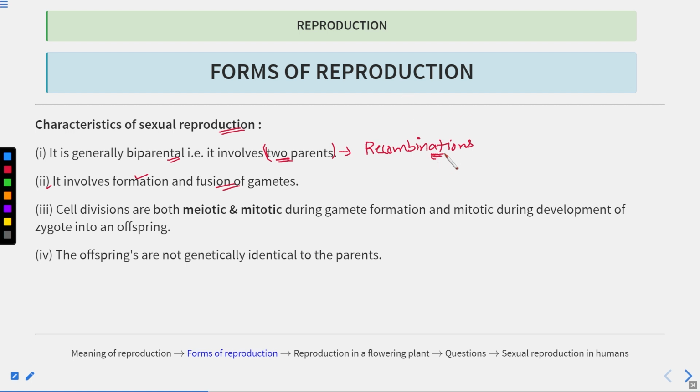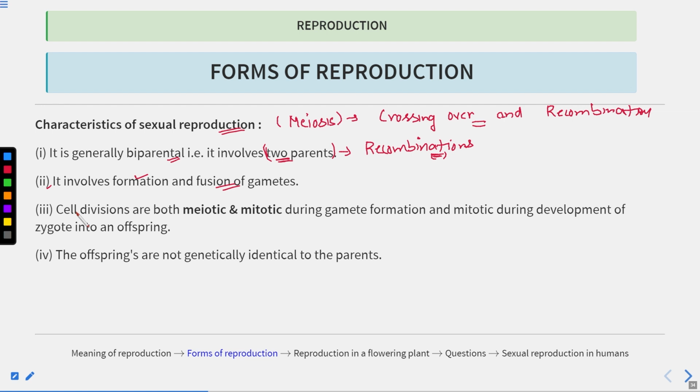Because of this recombination, what is happening? There is also crossing over happening during sexual reproduction, because sexual reproduction involves meiosis. And during meiosis, you should know what takes place: crossing over. During meiosis, there is crossing over as well as recombination. Because of these two processes, crossing over and recombination, the progeny produced is not exactly similar to the parent, but it shows some similarity to the parent. Clear?